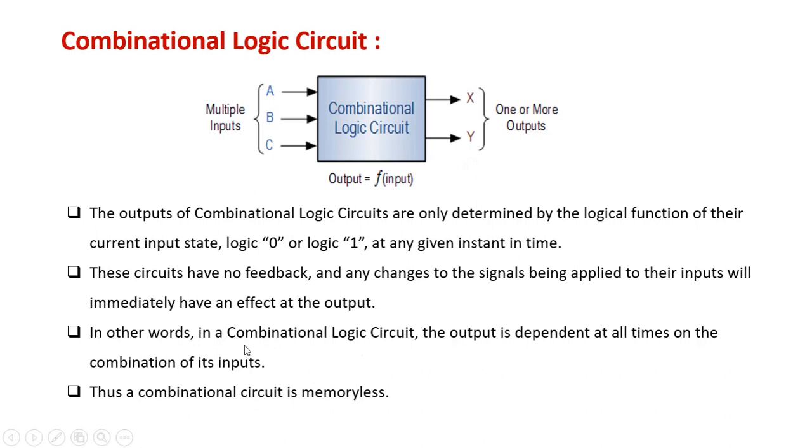In other words, a combinational circuit output is dependent at all times on the combination of its input. So combinational circuits are memoryless. Whatever input we are giving, according to that only the output will change immediately. If you are changing the input, the output will be changed immediately.